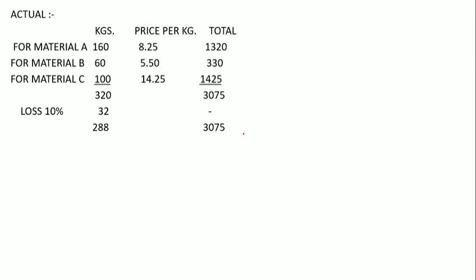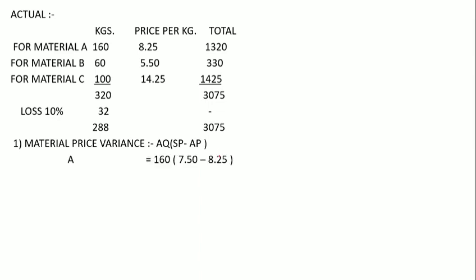Now after this the first variance we are going to calculate is material price variance. So for that, AQ in bracket SP minus AP. Now for material A, AQ is 160 and in bracket 7.50 minus 8.25. So the final answer of this is minus 120 and in bracket U. This U is written here because the answer is negative, so writing U is compulsory.